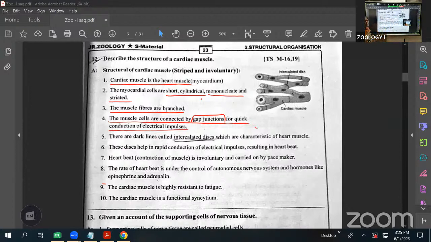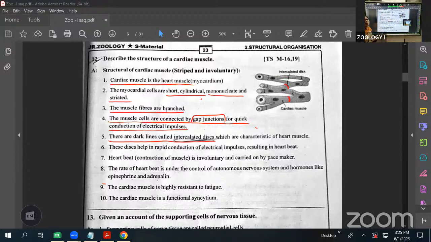Gap junctions are present between the cardiac muscle fibers, also called myocardial cells. With the gap junctions, they easily and quickly transmit the electrical impulses. Next, there are dark lines present here. Observe here in the diagram. It is a black color. The lines are there. They are called the intercalated discs.